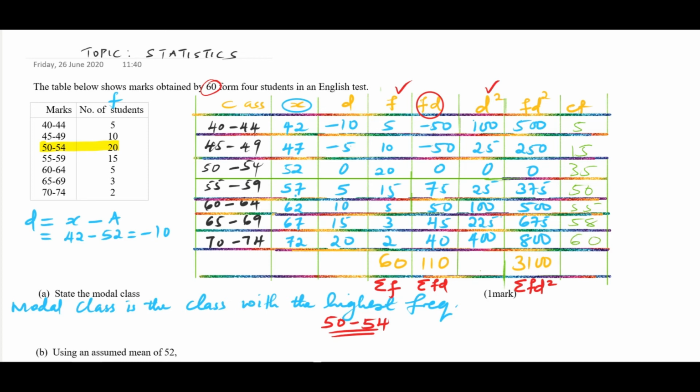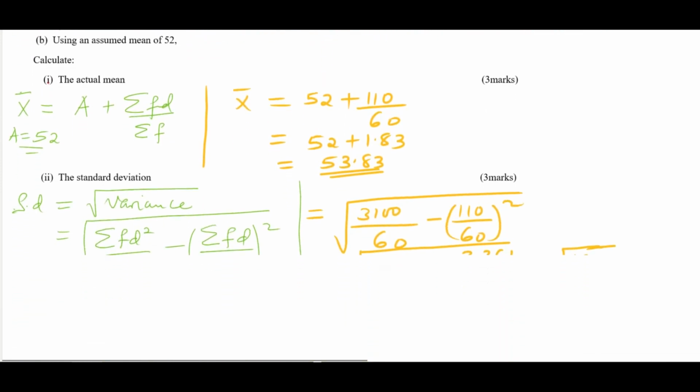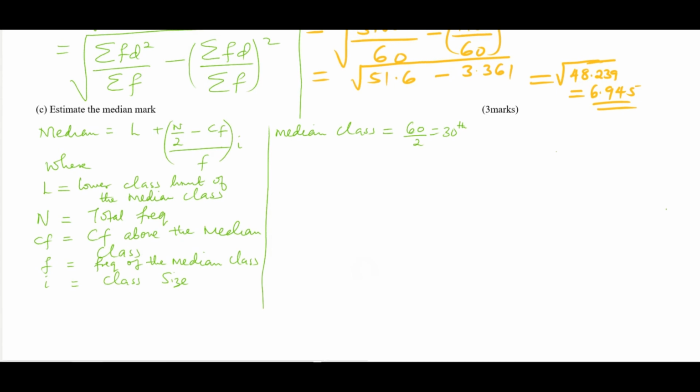So the 30th position will fall under this category. Therefore this will be our median class. So our median class is 50 to 54, and the limits of this class are from 49.5 to 54.5. Therefore, our lower class limit of the median class will be 49.5.